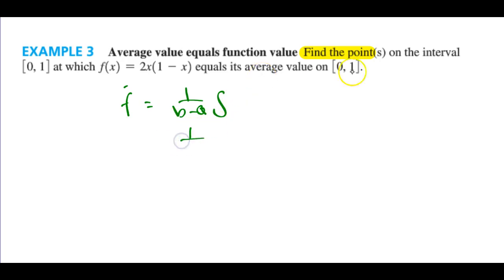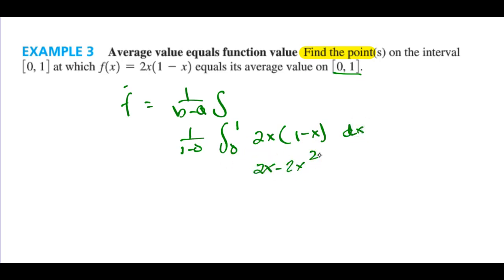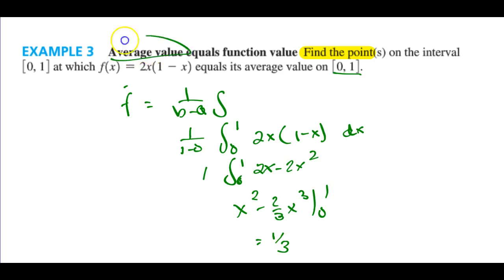So 1 over, it looks like I'm going between 0 and 1, and integrate between 0 and 1 again of that 2x(1 minus x). Well, I'll probably multiply them together, 2x minus 2x squared, and then integrate that between 0 and 1. Of course, this is just a 1 hanging out there. So x squared minus 2/3 x cubed between 0 and 1 gives me 1/3. So what does that 1/3 say? That 1/3 is the average value.